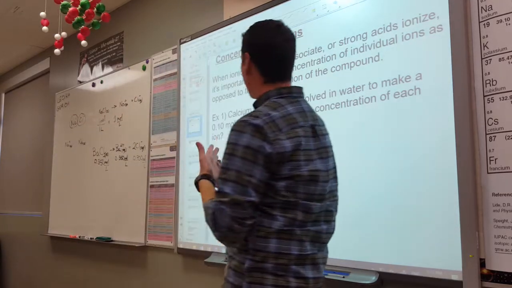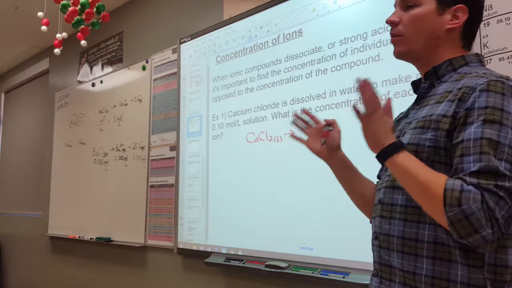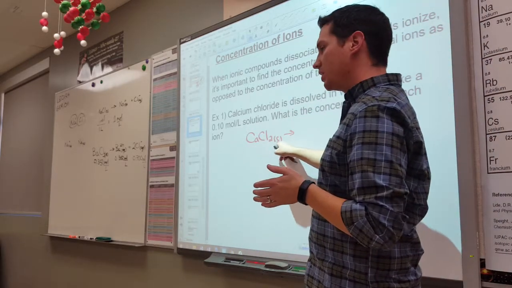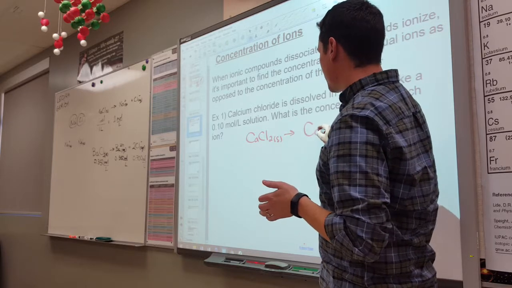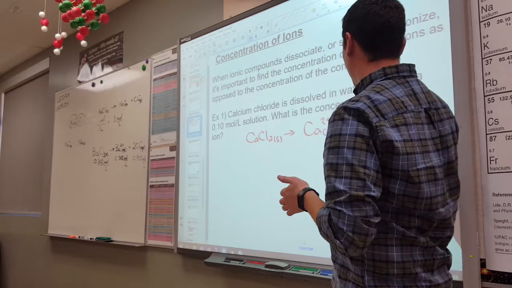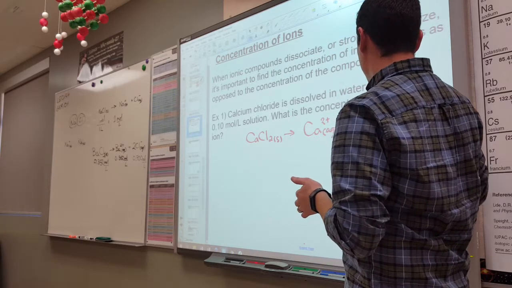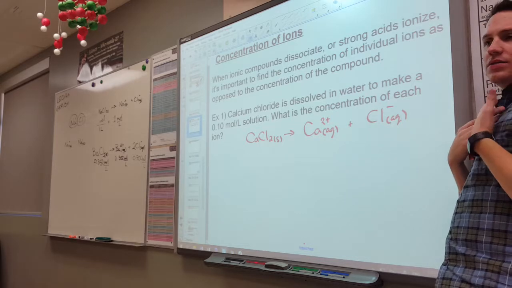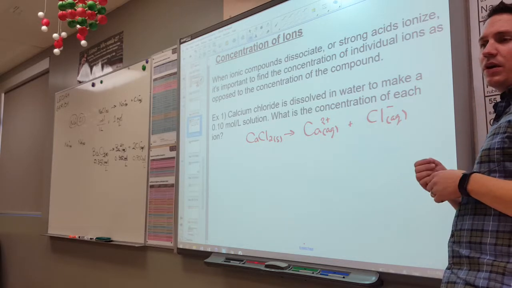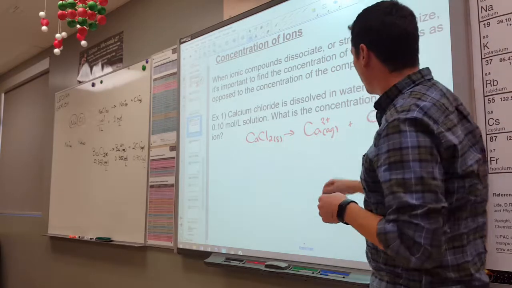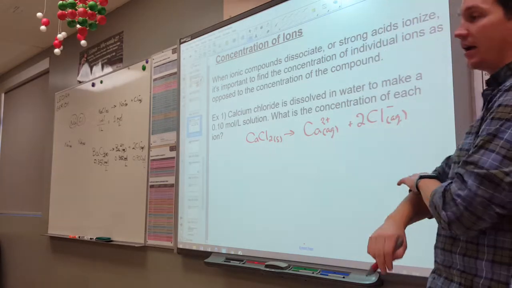Now, Shahad, it's important for you to understand that I would not mark you wrong if you started calcium chloride aqueous and turned into calcium ions aqueous and chloride ions aqueous. I need you to understand that, right? Now, there's a very obvious problem with what I wrote down. When this breaks apart, we end up with 2 chloride ions.